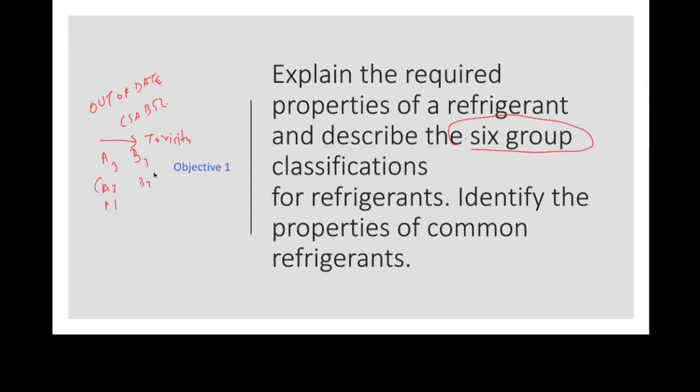And it's this middle category here that's been updated. So there's a low flame propagation and there's a high flame propagation variance, right? That should be B1 there. So the numbers refer to flammability.